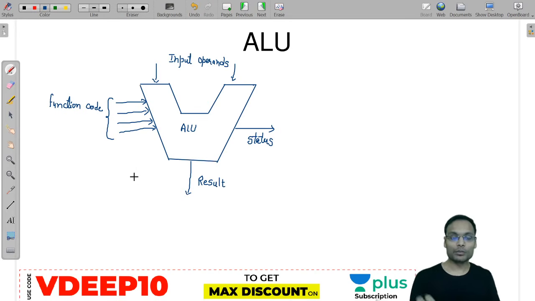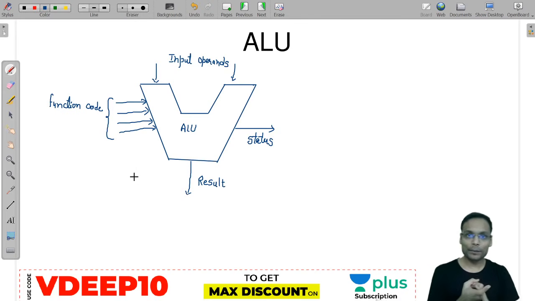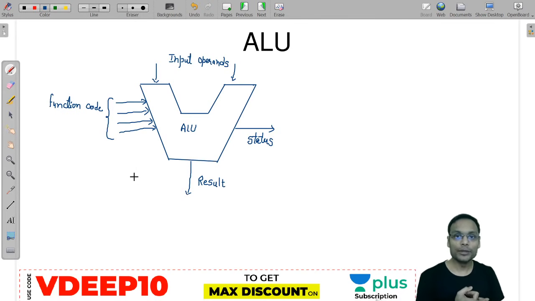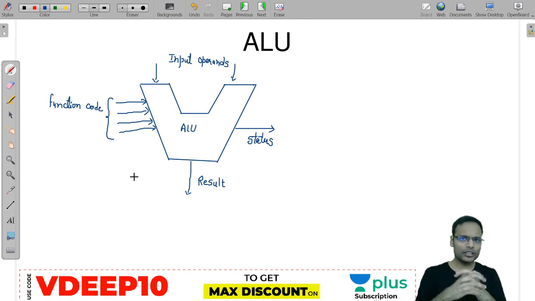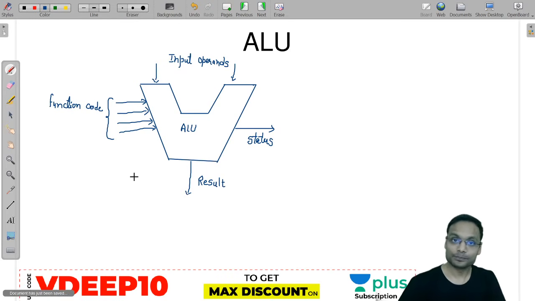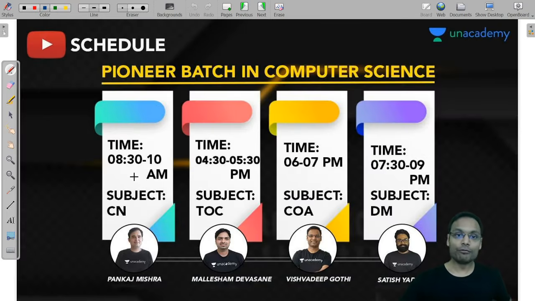Tomorrow I am going to explain the data path. Based on that data path diagram, you will be able to understand what a micro-operation is, how it is performed by the CPU, how the CPU works, and how the control unit works. Everything you will understand tomorrow using that particular data path diagram. So tomorrow again we will meet with the data path.